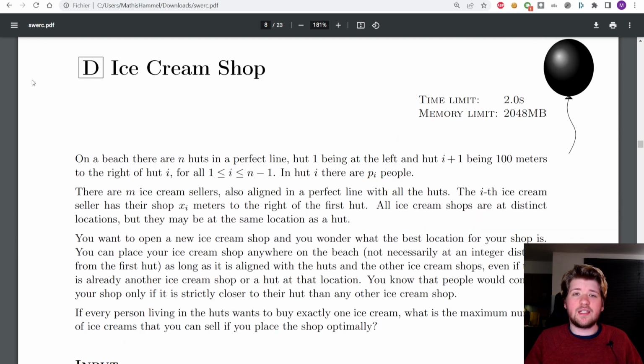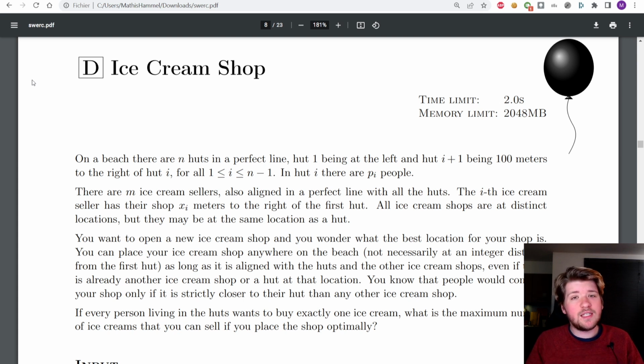So it tells us that we are on a one-dimensional beach with some huts in a perfect line, and they are all spaced by 100 meters. Each hut has some amount of people in it, and there's also ice cream sellers. When they want an ice cream, the people who are in the huts go towards the closest ice cream shop there is to their hut.